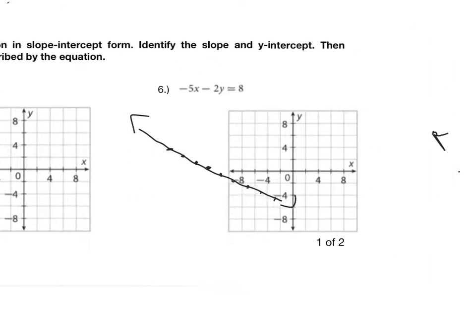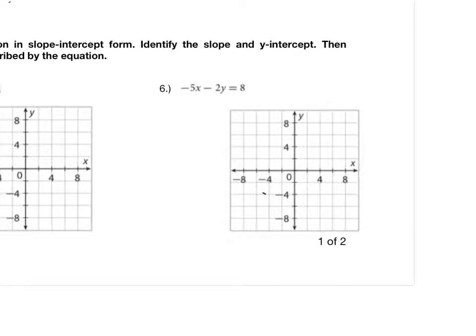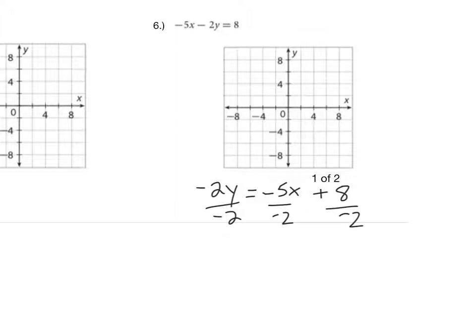Next we have a formula, or a linear equation in standard form. So we'd first want to change it to slope-intercept form. How would we do that? We'd first add 5x on both sides, and if we do that, we'd get -2y equals -5x plus 8. We'd divide everything by -2, and if we do that, we get y equals 5/2 x minus 4.